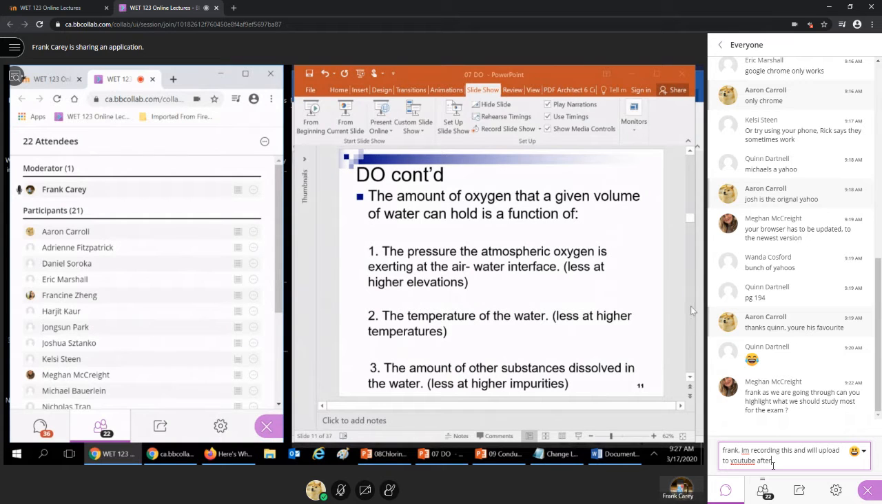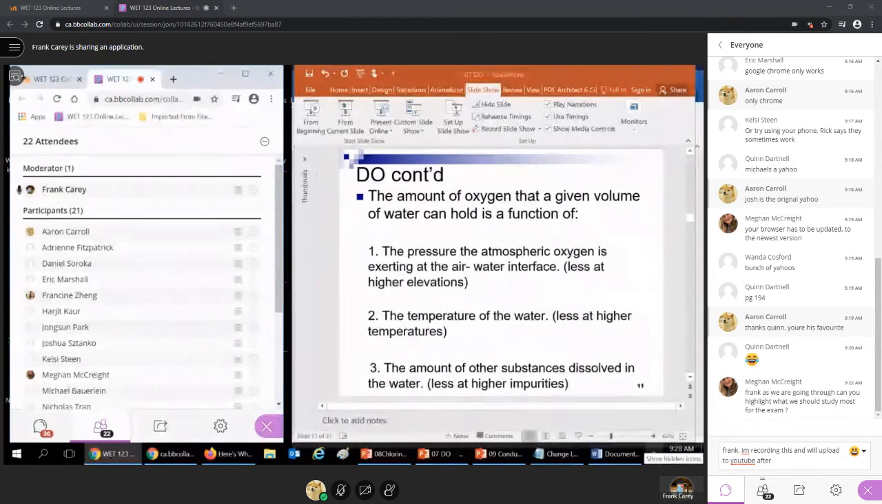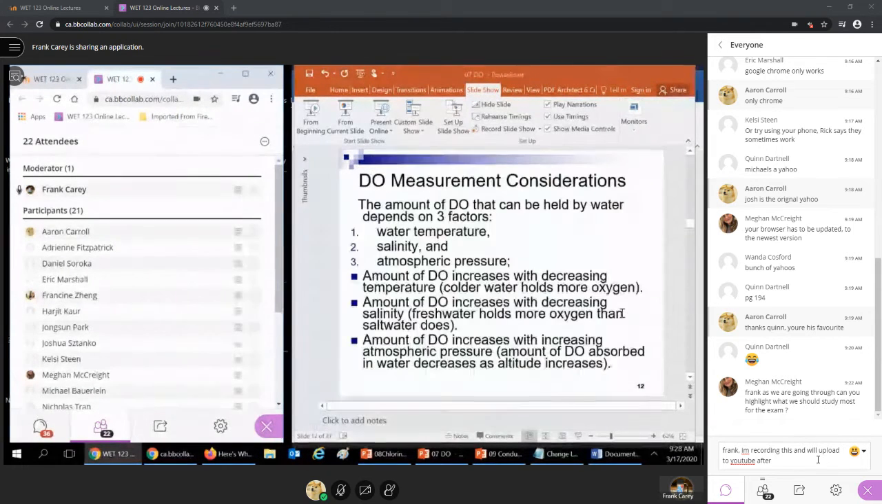So the amount of oxygen that a given volume of water can hold is a function of atmospheric pressure. The higher the atmospheric pressure, the more oxygen that is pushed into the water. Temperature of the water, you get more oxygen at lower temperatures. And the more substances, the more salts or dissolved substances in the water, the less room for the oxygen molecules to be in the water.